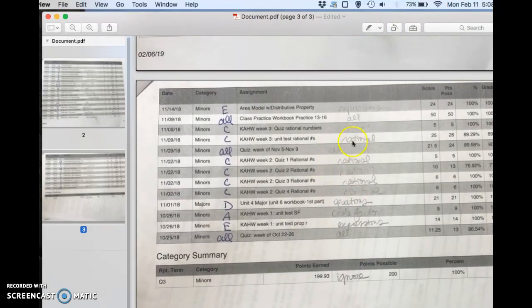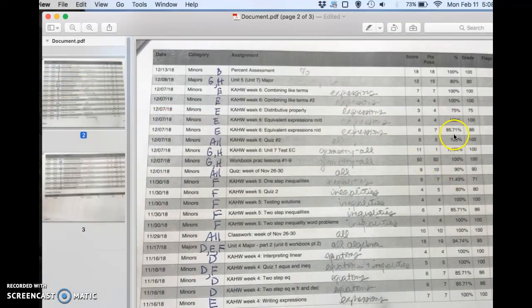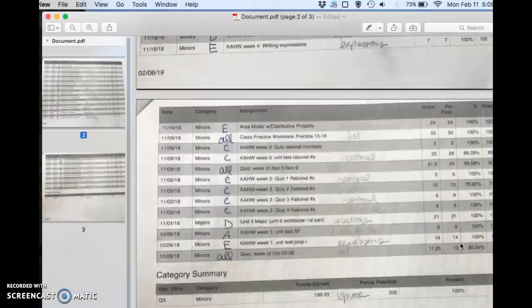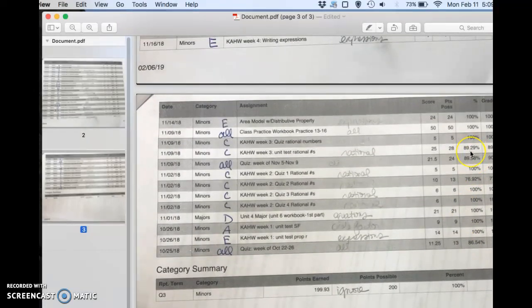So a couple of rules. One, don't pay attention to the category summary because that was for quarter three and we're looking at quarter two. Over here, your percent grades, whatever they happen to be, you can round everything to the nearest whole number. So this grade here, for example, would round up to 86. That one would round up to 95. This one, however, would not round. That would stay at 89.